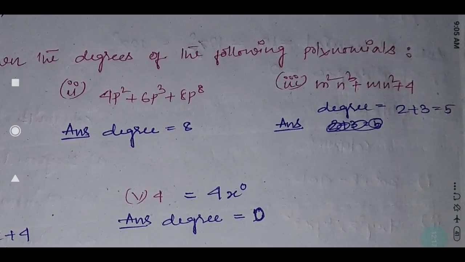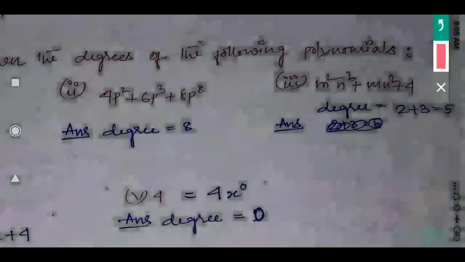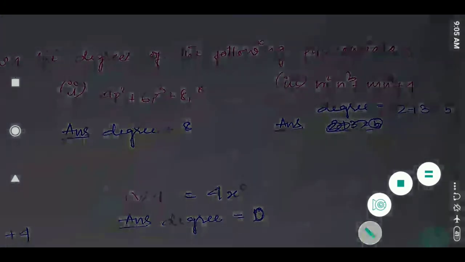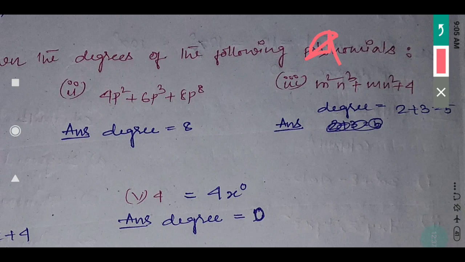Next: 3m square n square plus m n square plus 4. Here you have to find the degree of each term. In the first term your degree is 2 plus 2, 4. In this term, you have m power 1 and n square, 1 plus 2, 3, and then 4. So the first term's degree is 4, the second term's degree is 3, and the fourth term's degree is 0.